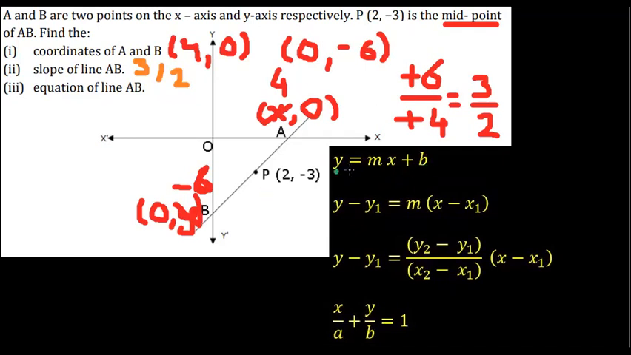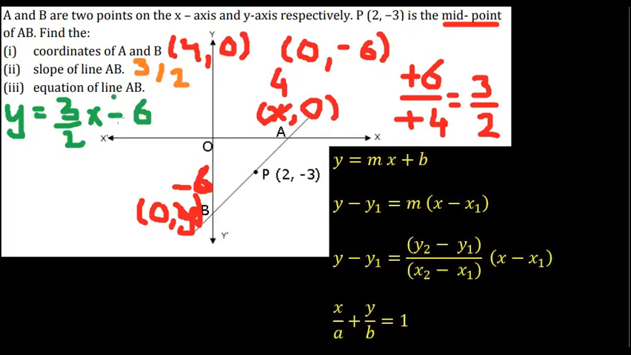So if I were to use the slope intercept form, my equation of line would be, if I were to write it over here, y equals m, the slope, and we know that the slope of the line is 3/2. So it would be 3/2 times x plus b. Now b is the y-intercept, and we know from our graph or from previous knowledge that the y-intercept is negative 6. So b is negative 6, so it is as good as a minus 6.